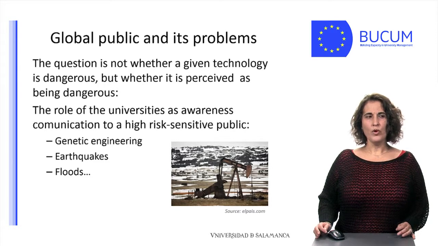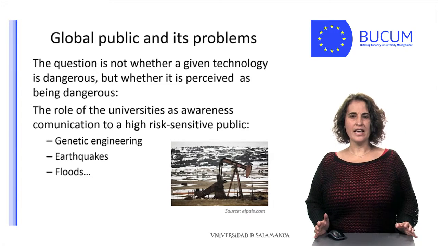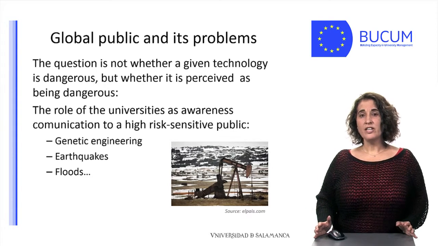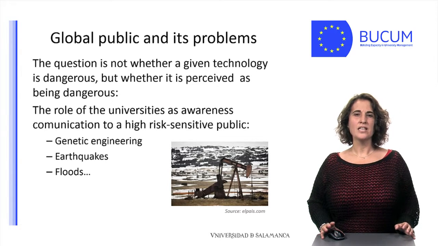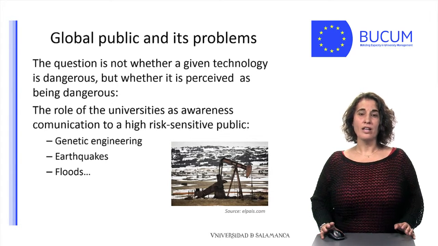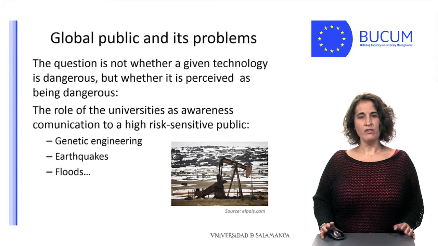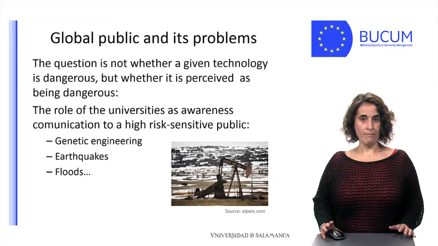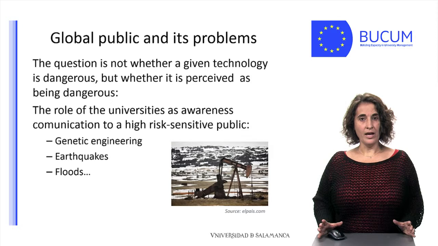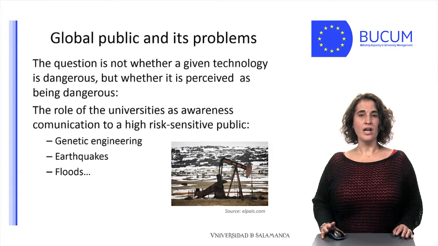For example, we have several fields, several areas like genetic engineering. Genetic engineering is a very important issue these days, and there are advantages, but there are as well disadvantages. So the university has the role of informing the society about both the advantages and disadvantages of genetic engineering.